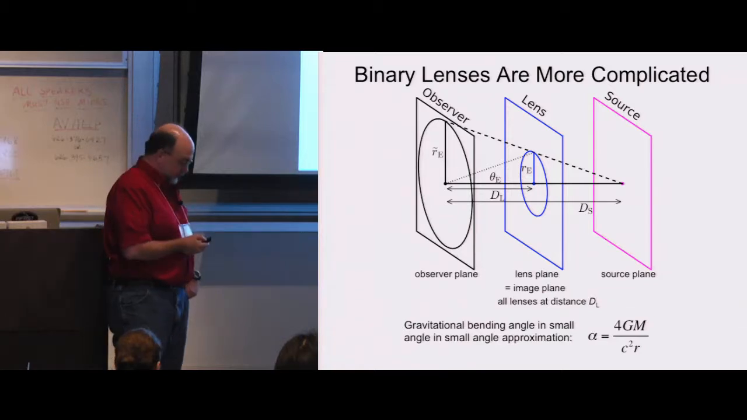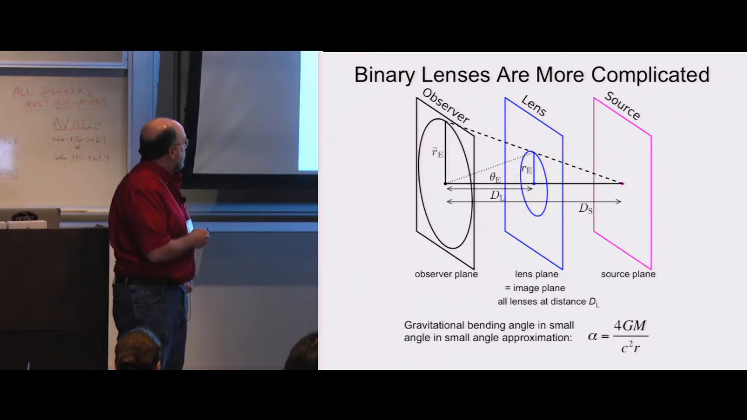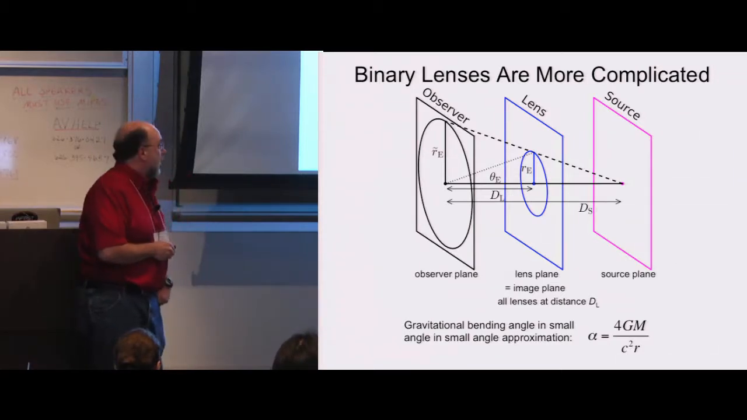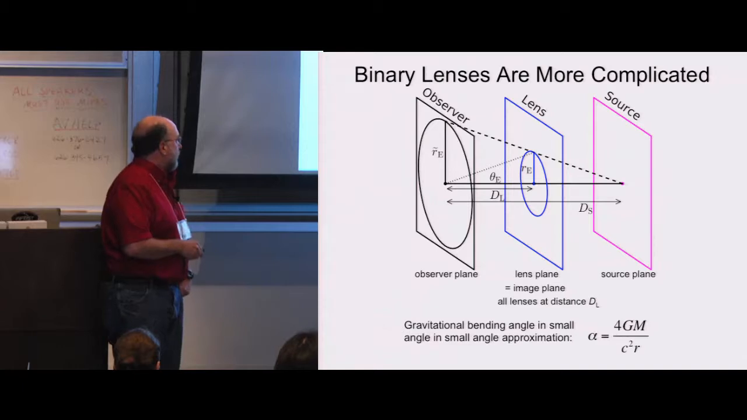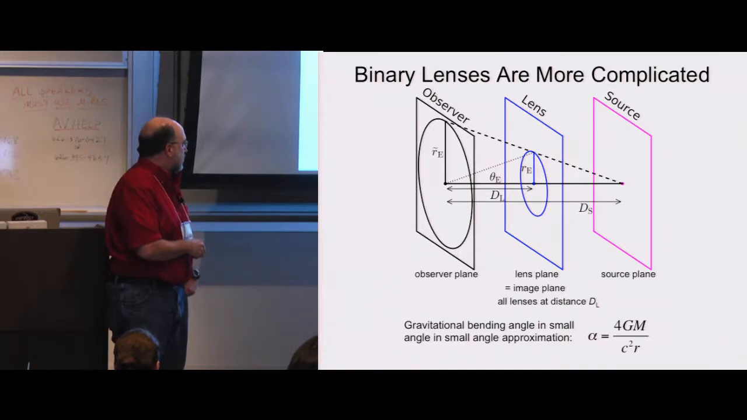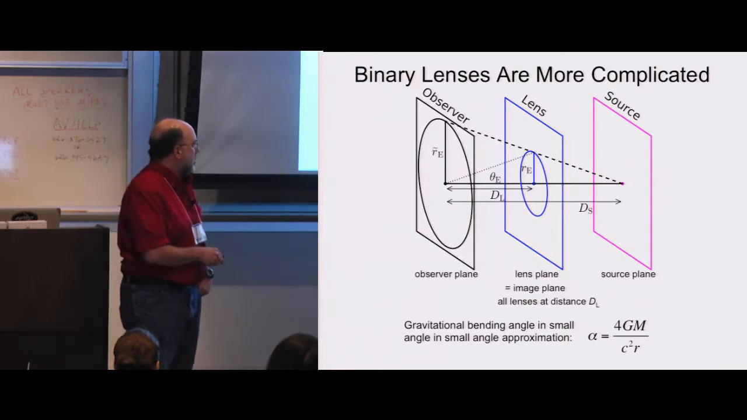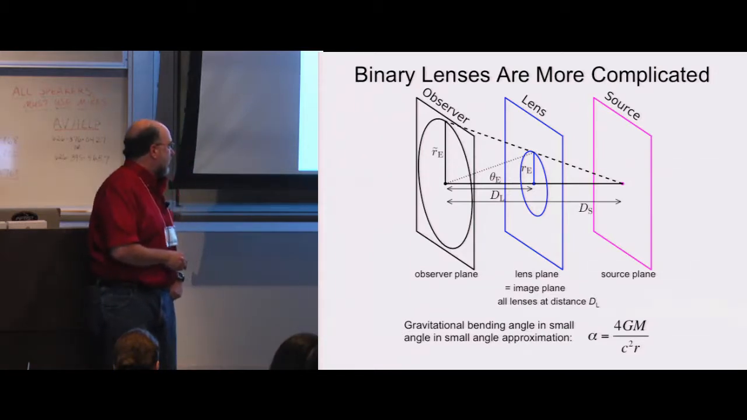All right. So when we talk about multiple lensing, when we talk about lensing in general, there's sort of three planes we want to consider. There's the source plane, the lens plane, and the observer plane. Okay, and the one thing that we need to know from general relativity is the bending angle of light passing a massive body in a small angle approximation, and this is alpha equals 4GM over c squared r.